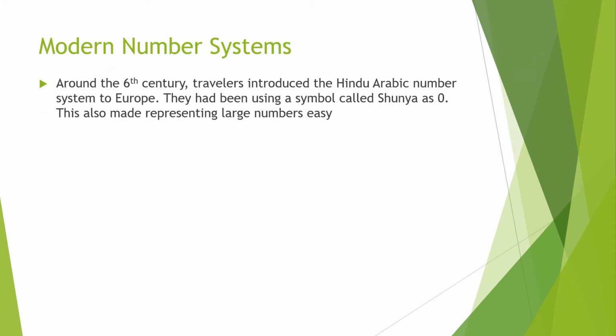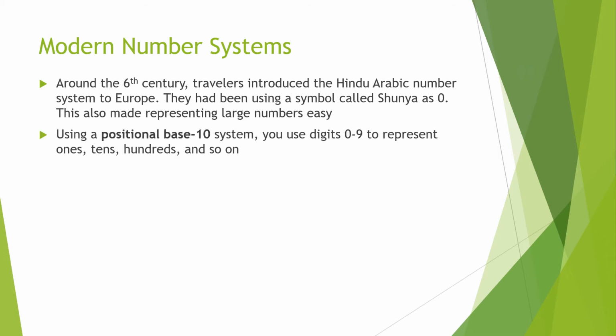Now let's look at some more modern number systems. Around the 6th century, travelers introduced the Hindu-Arabic number system to Europe. They had been using a symbol called shunya to represent 0. This made representing large numbers easy. Using a positional base 10 system, you could use 0 through 9 to represent ones, tens, hundreds, and so on.